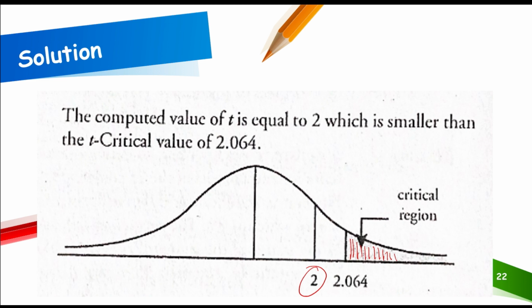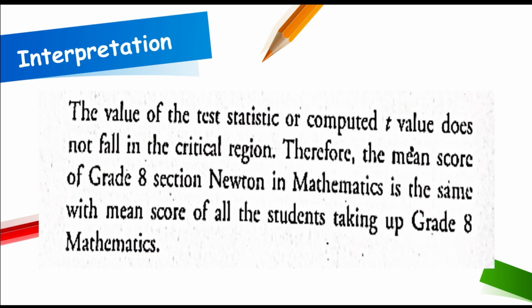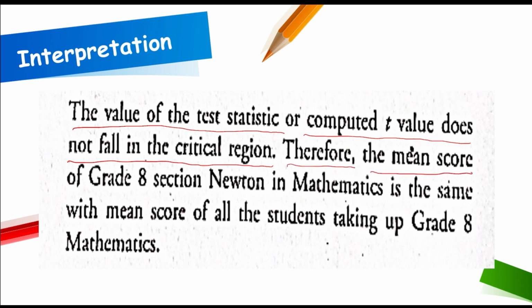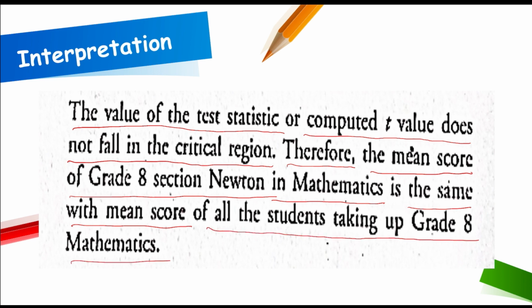Now, what does it mean? Let us interpret. It means the value of the test statistic or computed t-value does not fall in the critical region. Therefore, the mean score of grade 8 section Newton in mathematics is the same with the mean score of all the students taking up grade 8 mathematics.